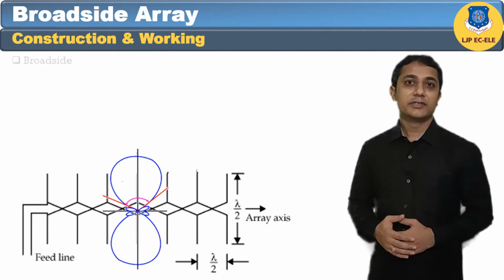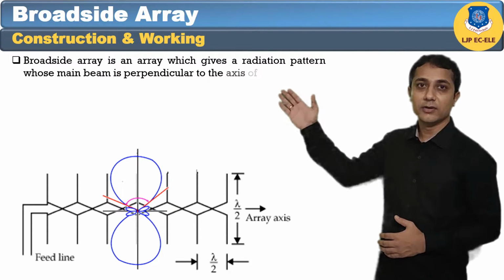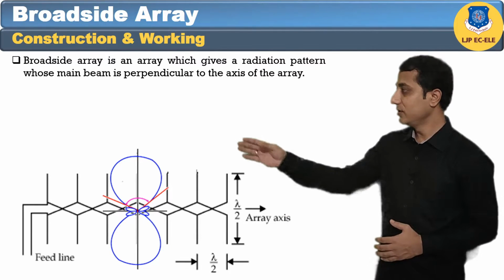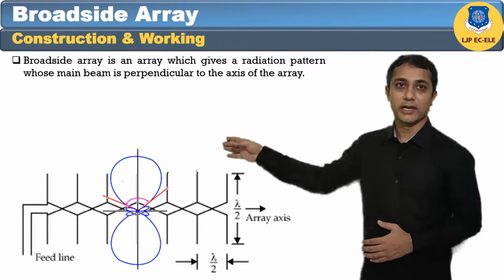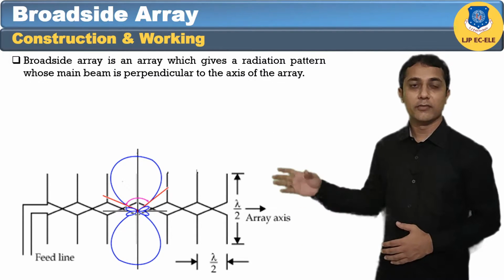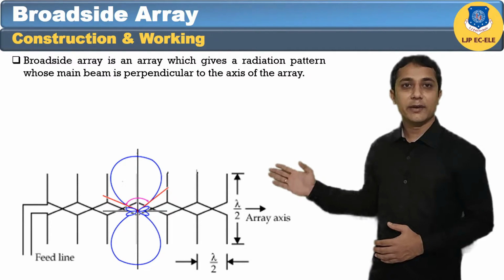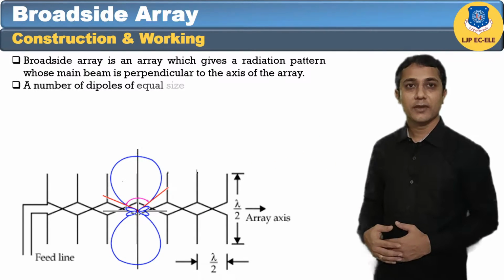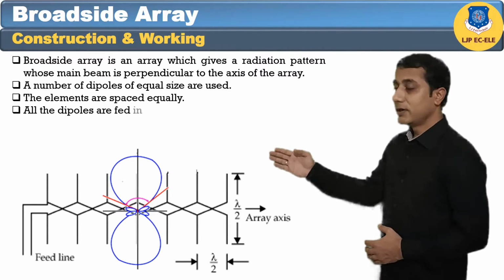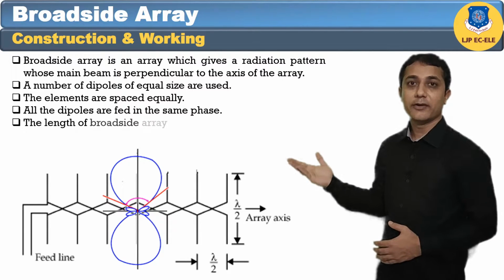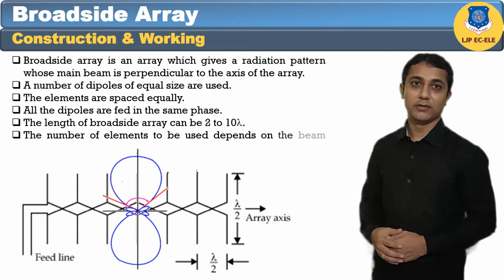It is an array which gives radiation pattern whose main beam is perpendicular to the axis of array. So here is the broadside array and its main beam is perpendicular to the axis of array. Number of dipoles and spaces are equal. All the dipoles are fed in the same phase. The length of broadside array can be 2 to 10 lambda. The number of elements to be used depends on the beam width requirement, cost and space available.